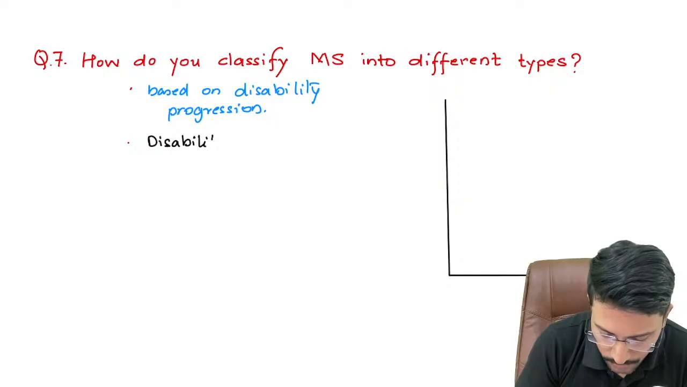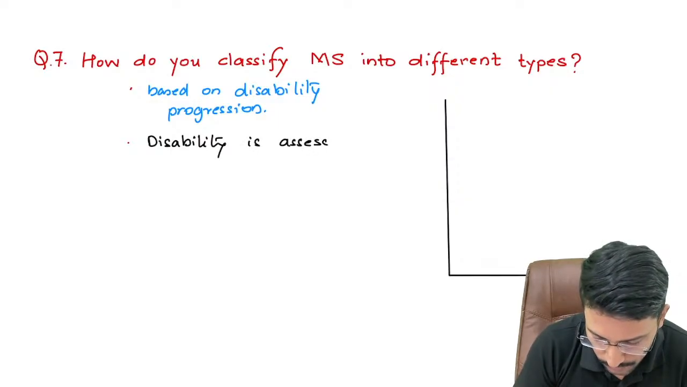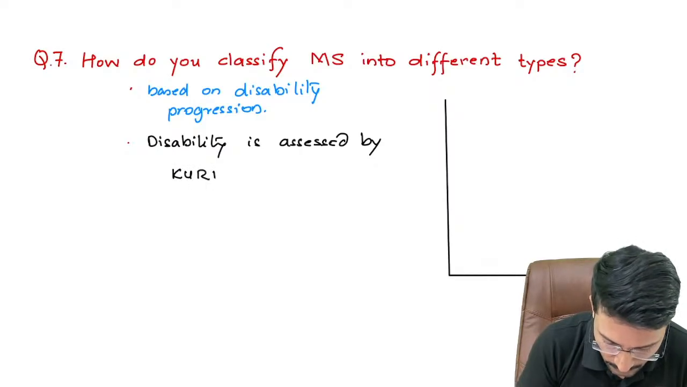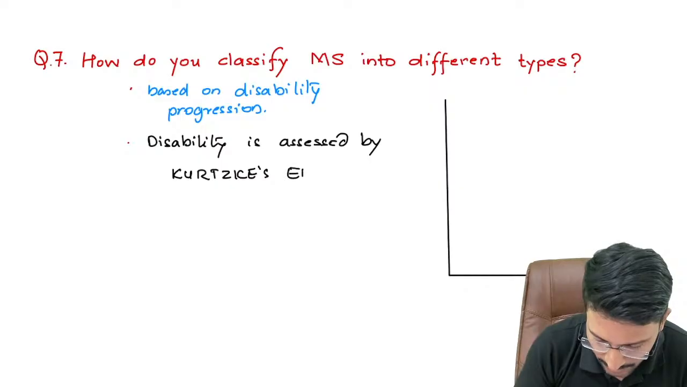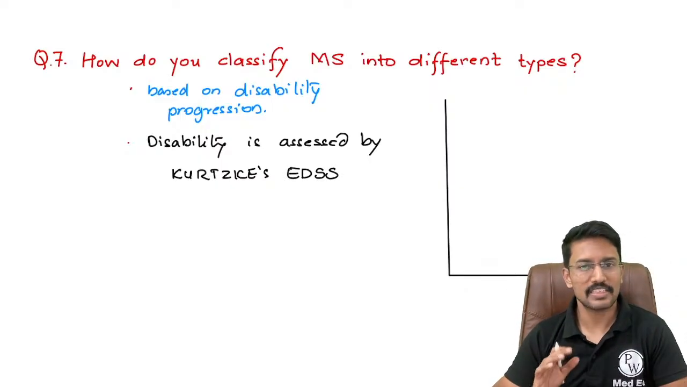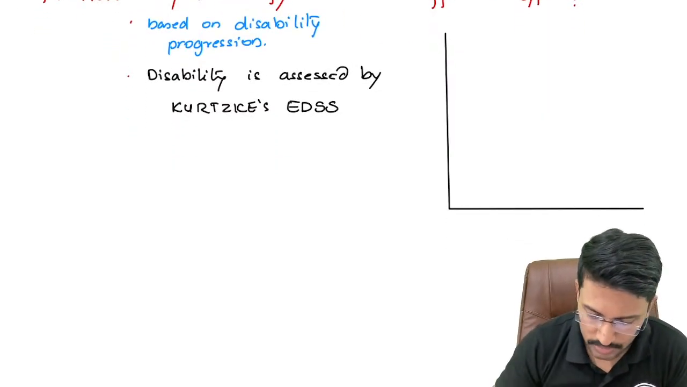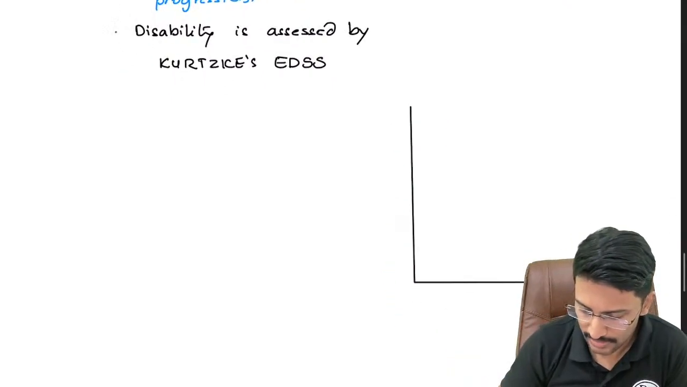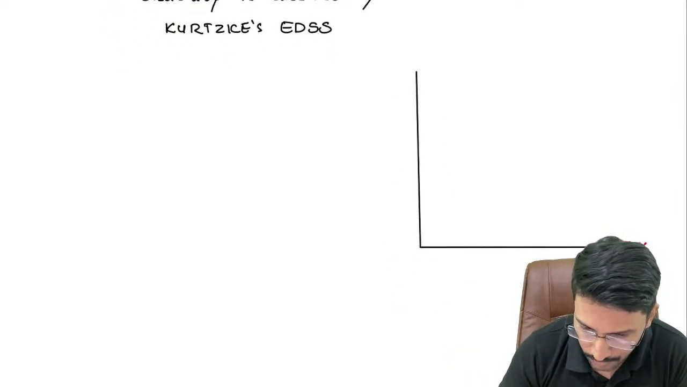So the disability is assessed by a scale known as Kurtzke's Expanded Disability Status Scale. So what we will do is, now let us plot one of the patient's disease course. You will understand it better. On x-axis, let me plot time.